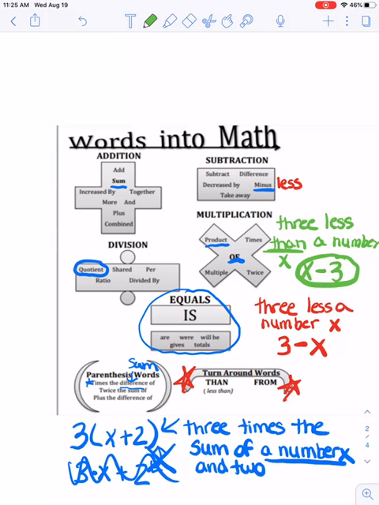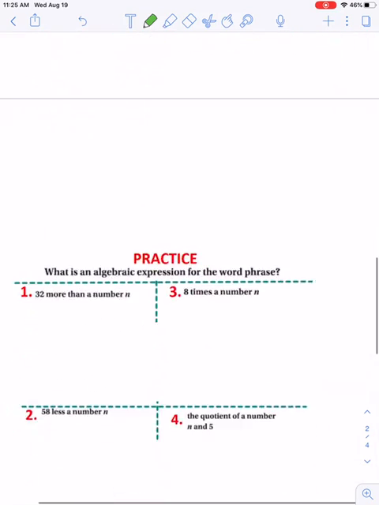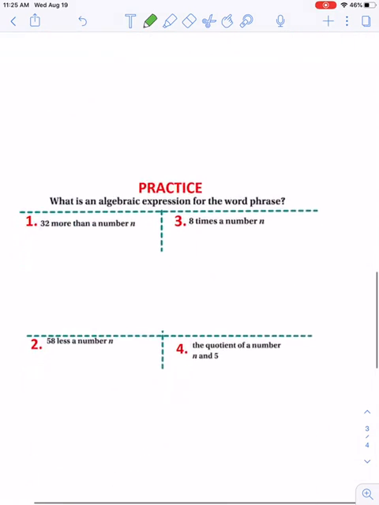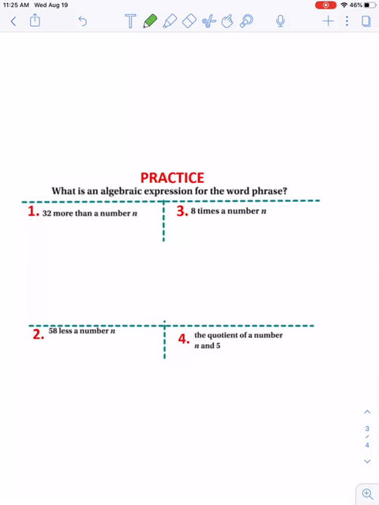Again, take a good look at this list here. So if we just do a couple quick examples, this one wants us to find the algebraic expression for the word phrase. What I always do, if I start with number 1, is look for turnaround words. So I see the word "than."